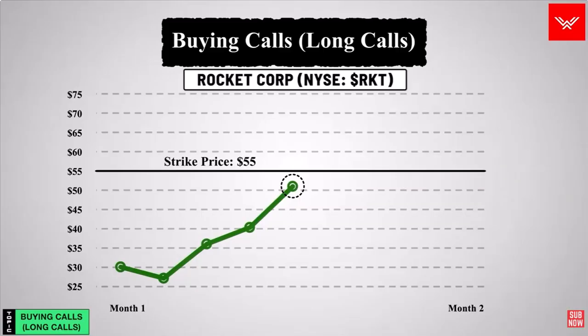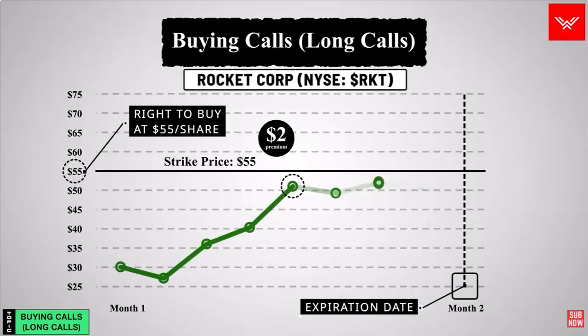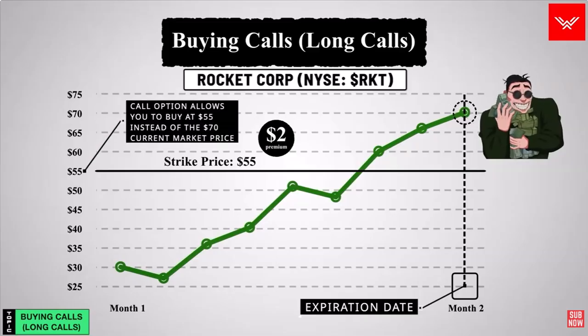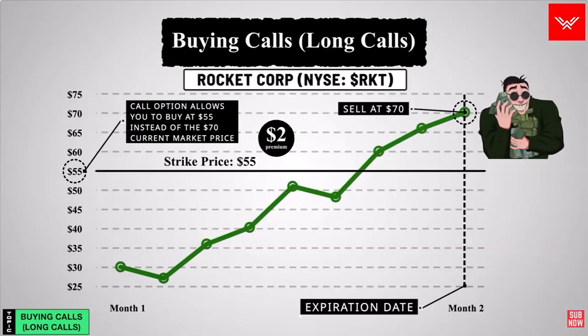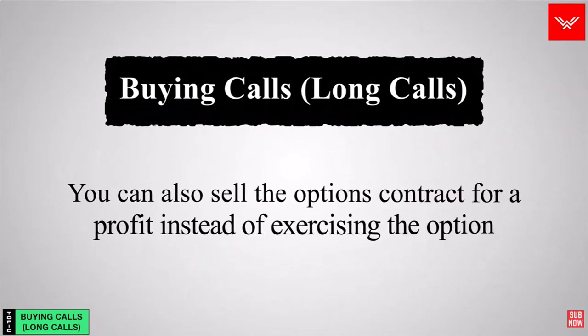So you decide to buy a call option with a strike price of $55 expiring in a month for a premium of $2 per share. The contract gives you the right to buy shares of Rocket Corp at $55 each, no matter how high the price leaps. If your prediction hits the mark and the stock rises to $70, you can call in your option. Buy the stock at $55 and either hold on to it or sell it at the market price of $70. Your profit? Take the current $70 market price minus the $55 strike price minus the $2 premium, which leaves you with a $13 profit. You can also sell the option contract for a profit instead of exercising the option.